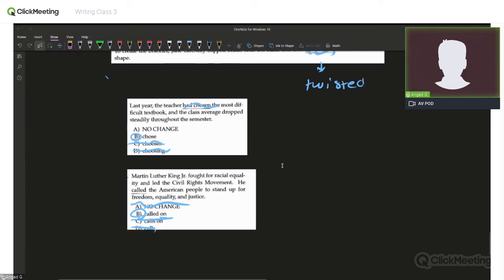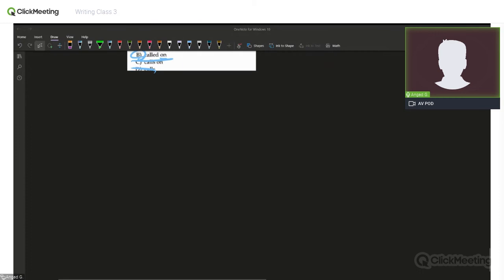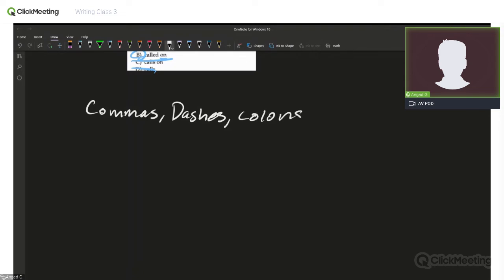All right, seems not. So let's get into the final topic, which is going to be, oh wait, not the final, my bad, but second to final. So this is going to be commas, dashes, and colons. So basically punctuation.